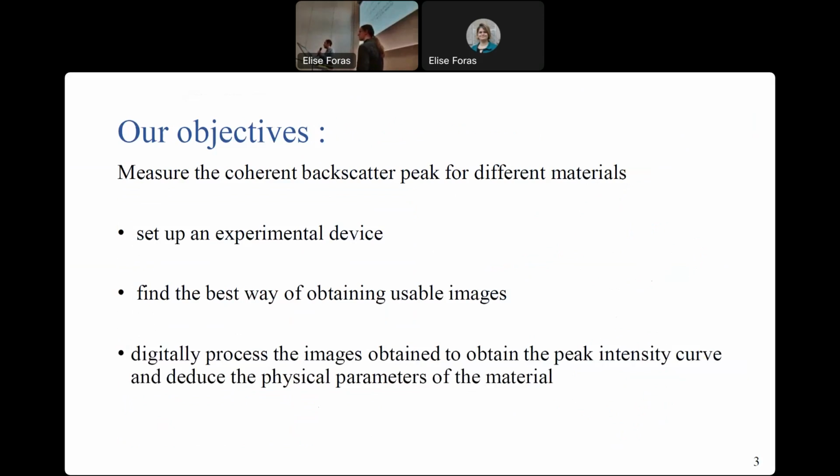So we decided to measure it for several diffusing materials, and for this we decided to set up a device to test it, take pictures and then have intensity curves, and then it will give us the possibility to measure the mean free path, which is one parameter of the materials.